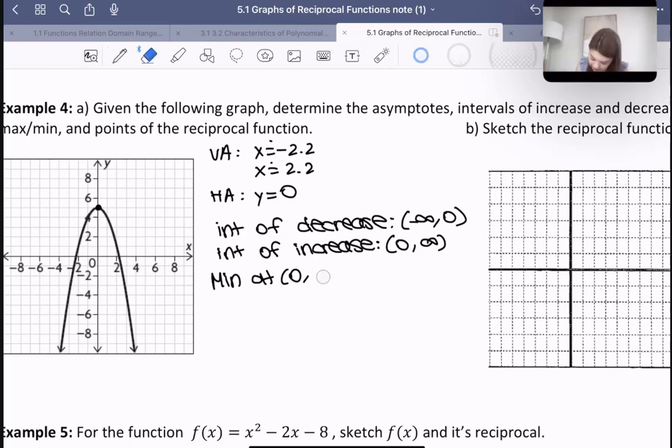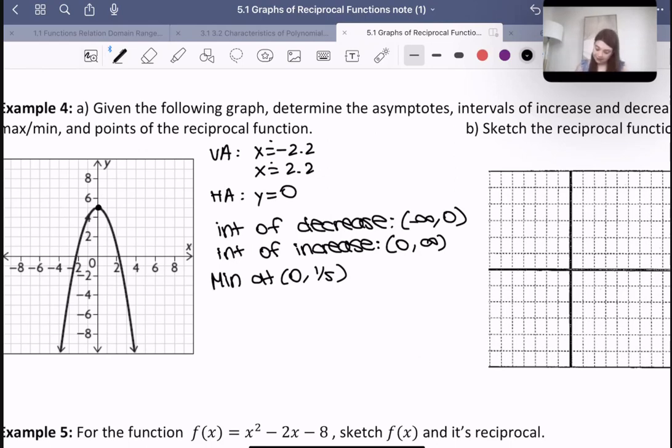Or I guess not at 0, 5, sorry, at 0, 1/5, right? Because when we take a point from our original function, with respect to y, we take the reciprocal. So the minimum would be 0, 1/5. And then that's pretty good.